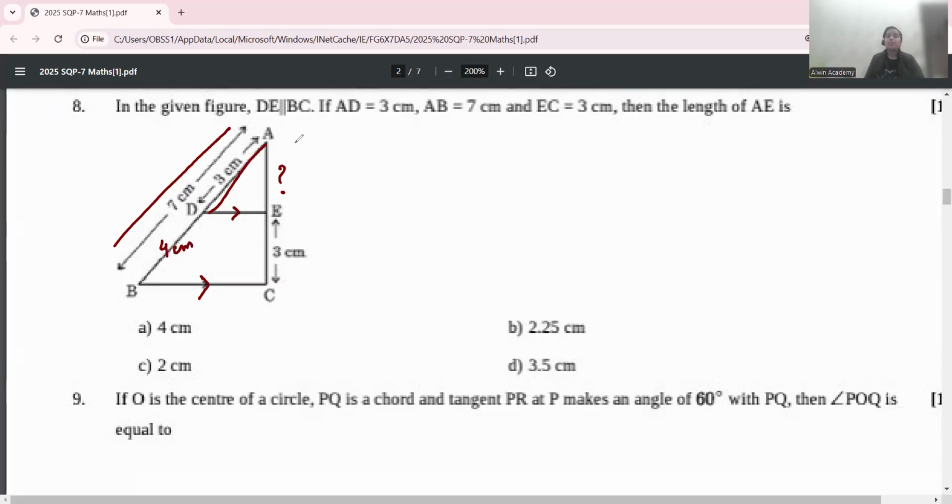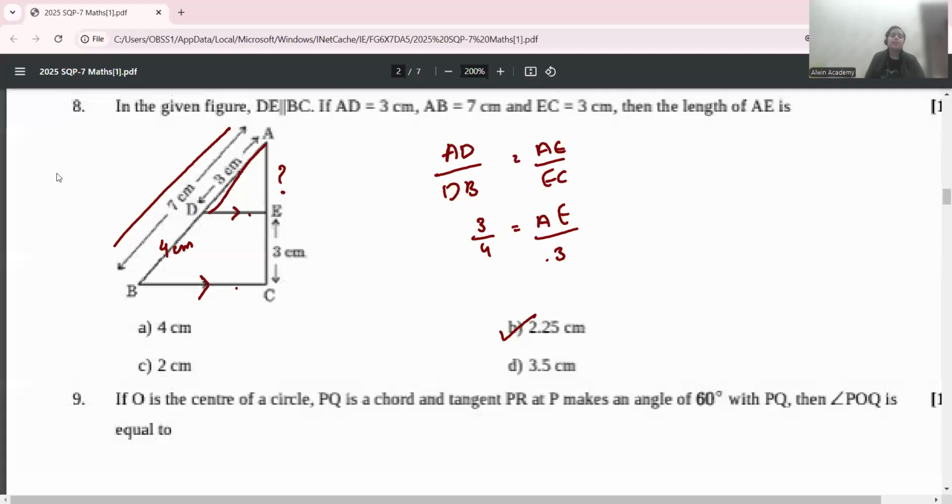Now, if I apply BPT in triangle ABC, because DE parallel to BC is given, I can say AD by DB is equal to AE by EC. Putting in the values, I get 3 by 4 equals AE upon 3. 3 goes to the other side, 9 by 4, which is 2.25 centimeter, option number B.